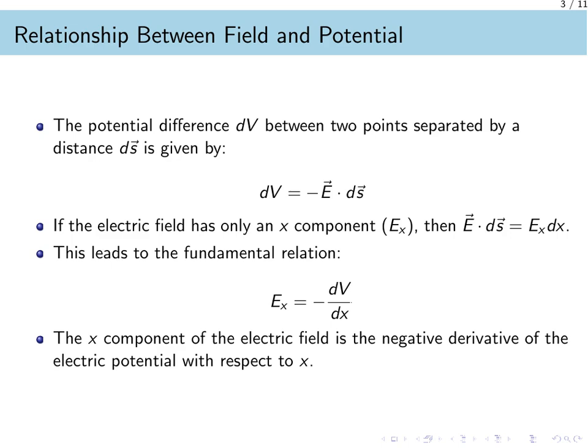The x component of the electric field is equal to the negative derivative of the electric potential with respect to x. Essentially, this tells us that the electric field represents the spatial rate of change of the potential. The negative sign is crucial, as it indicates that the electric field points in the direction of decreasing electric potential.